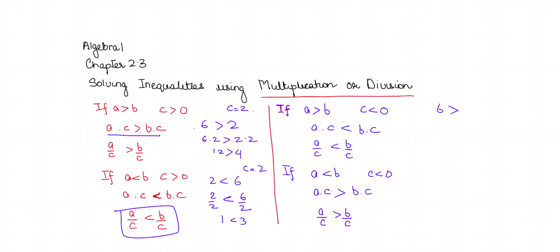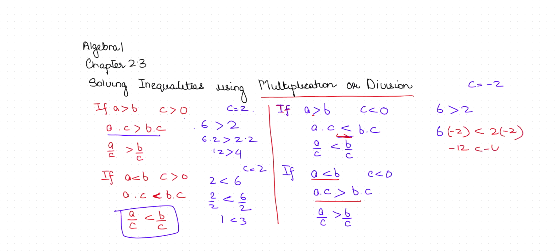But if A is greater than B, like 6 is greater than 2, and C is less than 0, suppose C is negative 2, then if we multiply, we change the sign. If it was greater, we put less, as you can see here. If it was greater, it changed to less. If it was less, it changed to greater. We can see here that 6 times negative 2 is less than 2 times negative 2. Negative 12 is definitely less than negative 4.